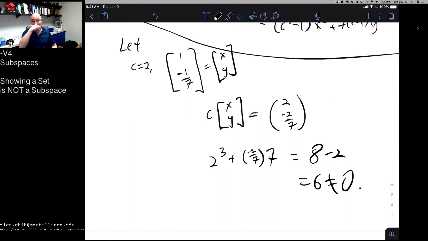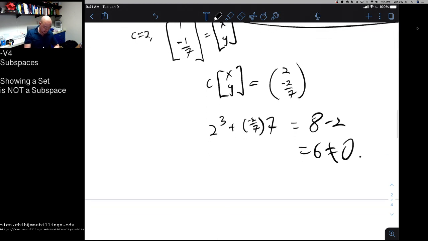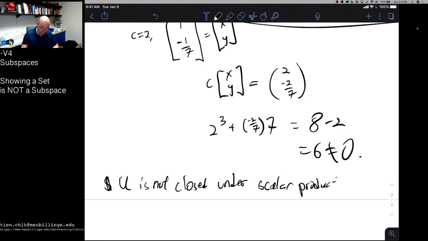So what you can do in these cases is pick a specific vector or pair of vectors that shows that one of these two properties fails. In any case, U is not closed under scalar product, and U is not a subspace of R squared.